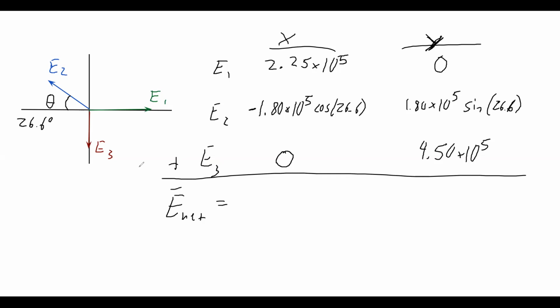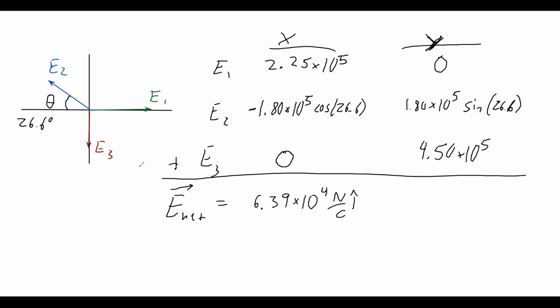Okay. So E net, I could write it like this. So let me add up all my x components. So 2.25 times 10 to the 5 minus the 1.8 times 10 to the 5 times cosine of that angle, 26.6. So I get 6.39. I mean, you got 6.40 because of rounding errors probably. 6.39 times 10 to the 4 newtons per coulomb, and that's in the x direction, right?